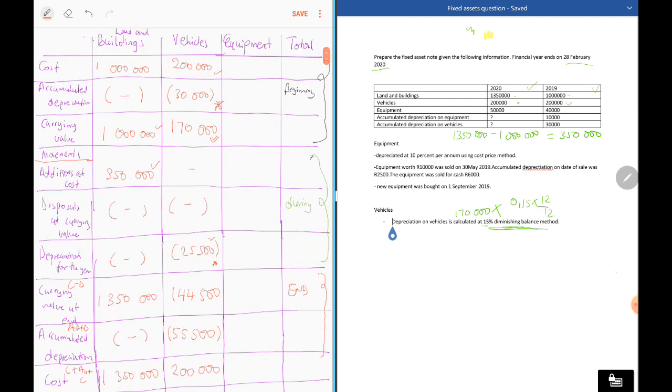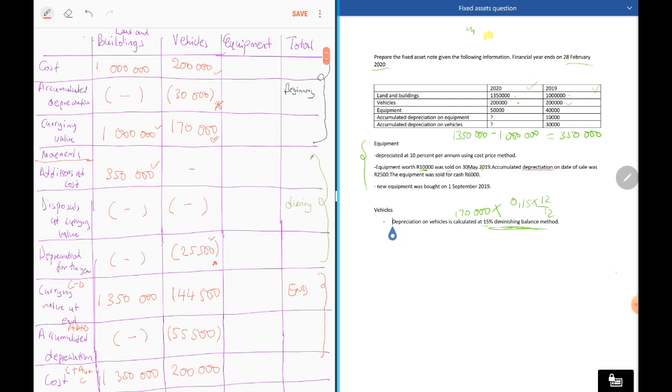Let's focus on the equipment, which seems to have a lot more information than the other ones. So the equipment is depreciated at 10% per annum using the cost price method. Fine. Equipment worth 10,000 was sold on 30 May 2019, right? During the financial year. Accumulated depreciation on date of sale was 2,500, right? That's the accumulated depreciation on date of sale.